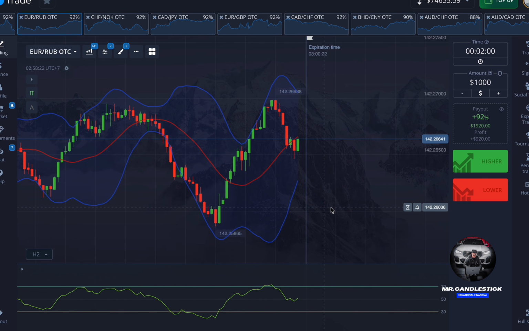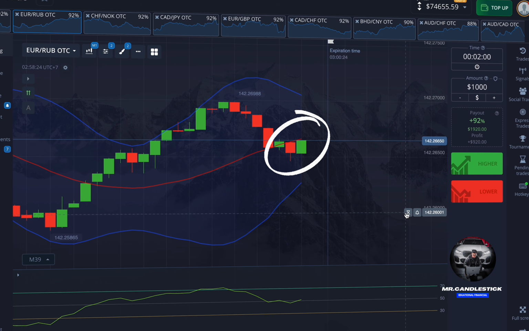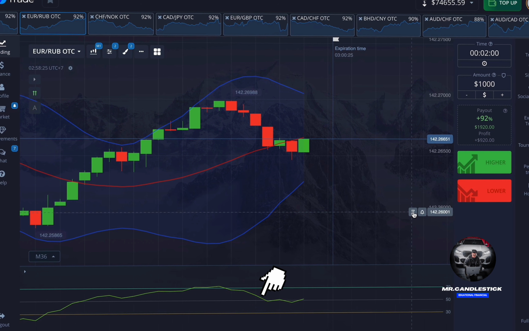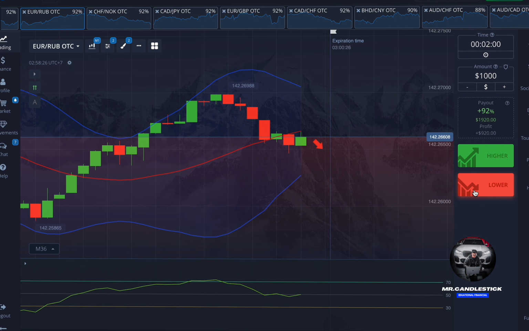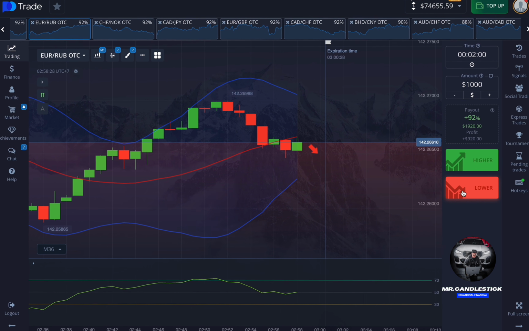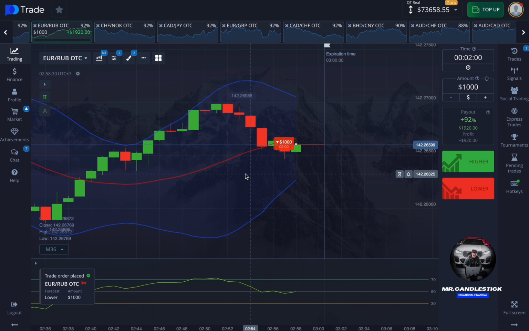Okay, this one. This candle breaks the middle line of the Bollinger Bands. And also, the line on the RSI indicator is only moving below the center line. So, I will open a sell trade in this market. Okay, the trade has been entered.